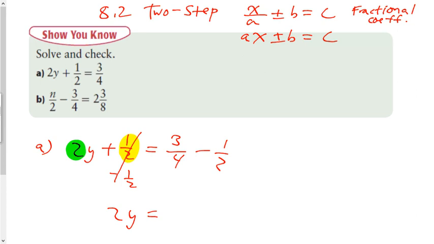2y will be left on the left, and over here, I've got to do some fraction operations to figure out the answer to this. So 4 is my common denominator. My equivalent fraction is 2/4. 3/4 take away 2/4 is simply 1/4.